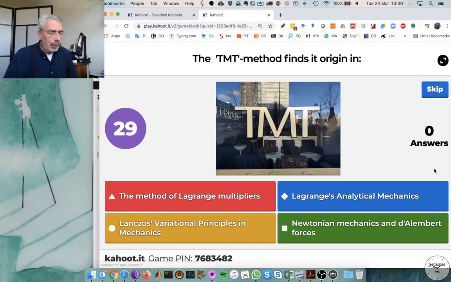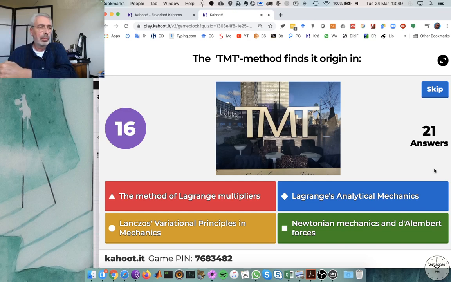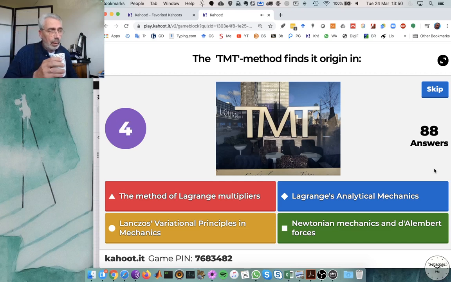First question is about the TMT method. The origin of the TMT methods can be found in... I notice a delay of about 4 seconds.